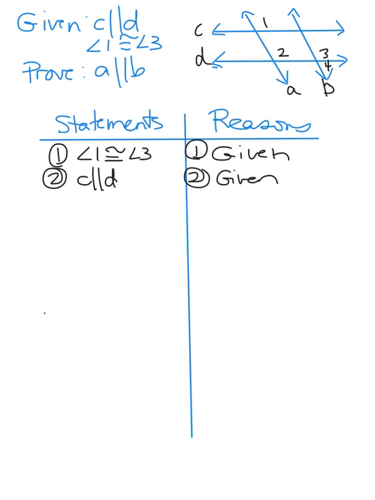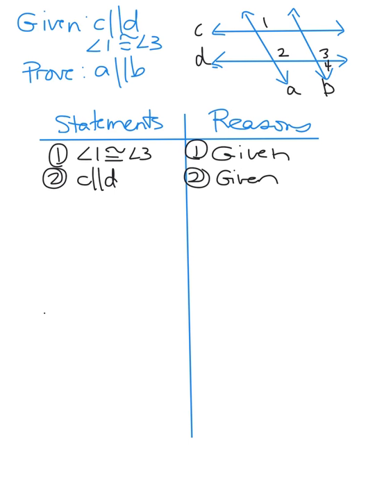Our last proof for today has a lot going on there. We have a given information of lines C and D are parallel, and we also know that angle 1 is congruent to angle 3. And we're trying to prove that lines A and B are parallel. It's an interesting proof in that we're starting with parallel lines and we're trying to prove a different set of lines are parallel.